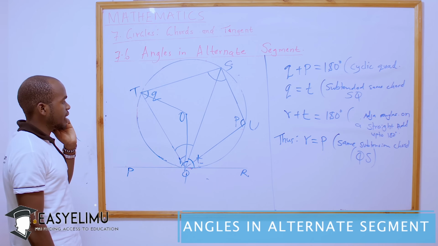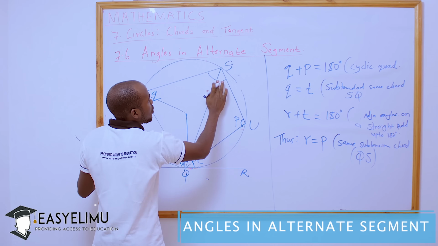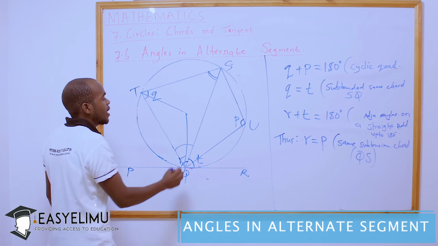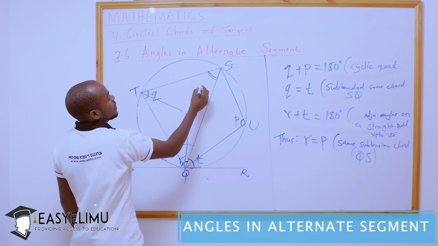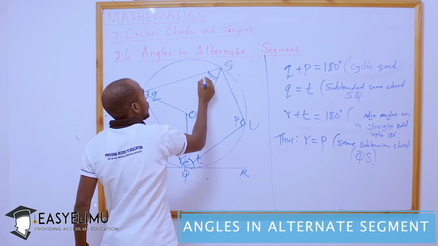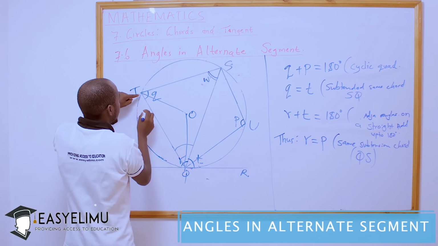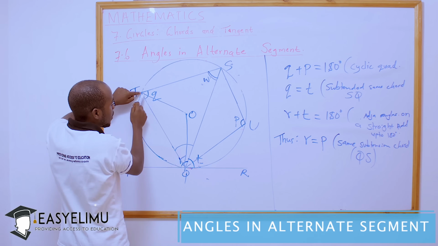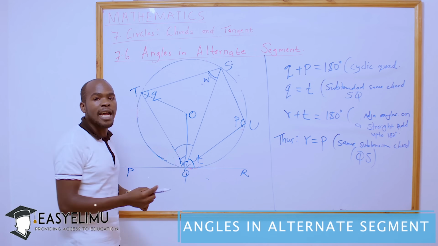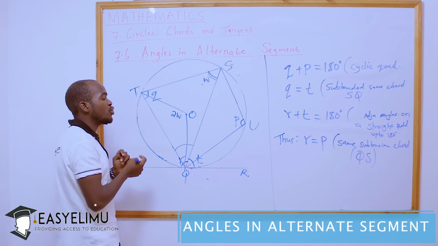So we can find out that in case I have this angle, and let me give this angle a name, let's call it W. If that one is my angle, and here is the center of that circle, and this angle W is subtended by the same chord TQ, you will find at the center, it will be double the angle. So here will be 2W.